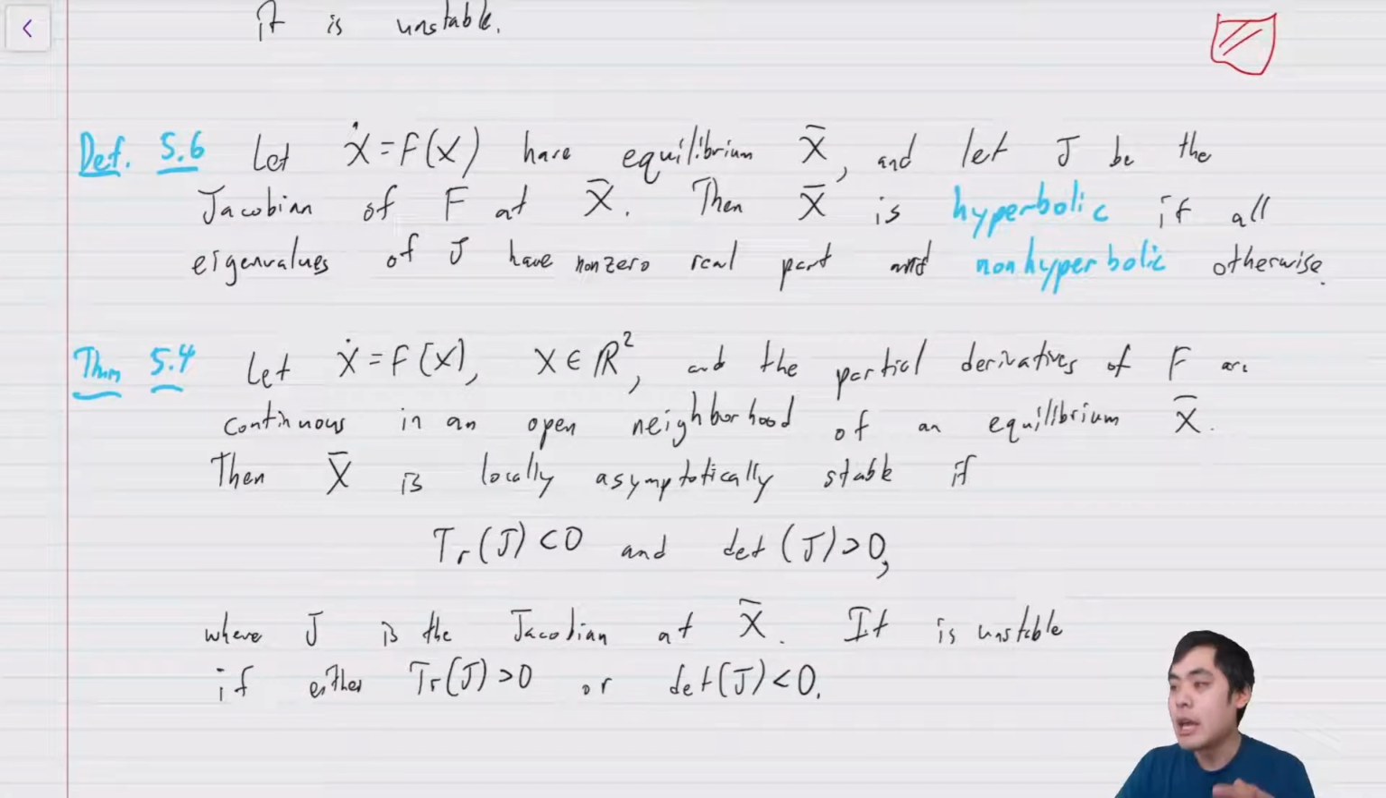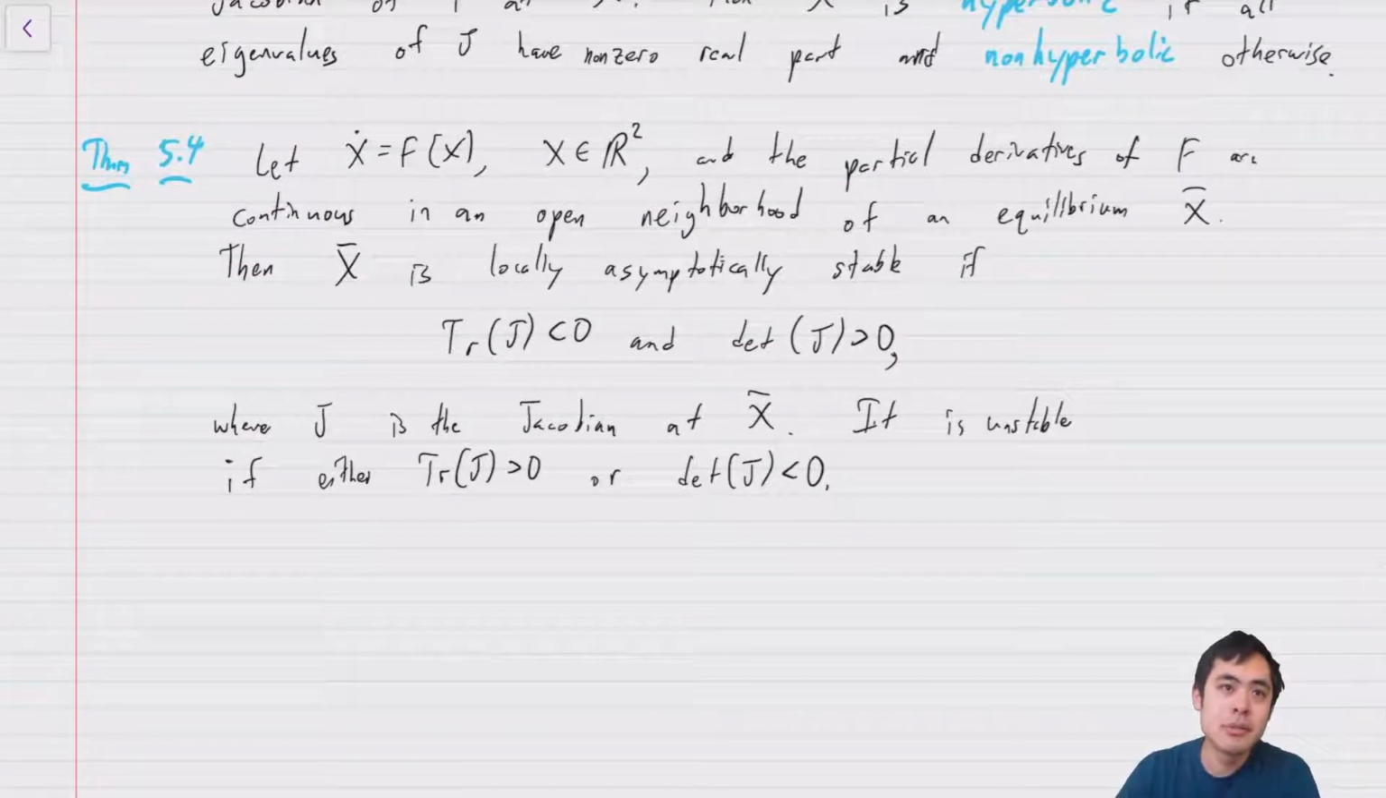And again, as with difference equations, we define x bar to be hyperbolic if the eigenvalues are of non-zero real part and non-hyperbolic otherwise. Basically, if you have a hyperbolic system, you can say a lot more about it, because you know that either all the eigenvalues have a negative real part, in which case you're stable, or at least one of your eigenvalues has a positive real part, in which case it is unstable.